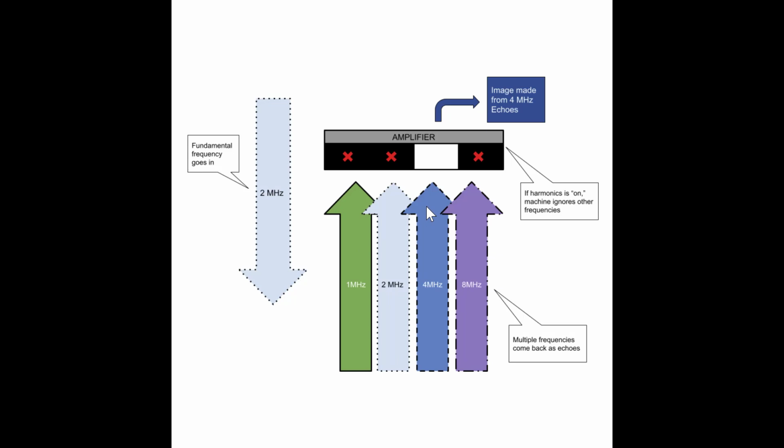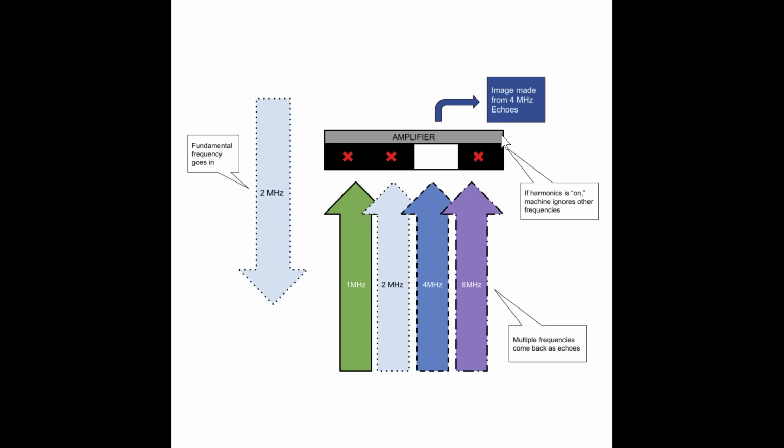Now, if we're using harmonic imaging, the amplifier is going to say, nope, I don't want 1 megahertz echoes. I don't want 2 megahertz echoes. I don't want those 8 megahertz echoes. I'm only going to let the 4 megahertz echoes travel through. I'm going to amplify them, and those are the signals that this image is going to be made from. So 4 megahertz passes through the amplifier, gets amplified, and that is what is processed to create our image.